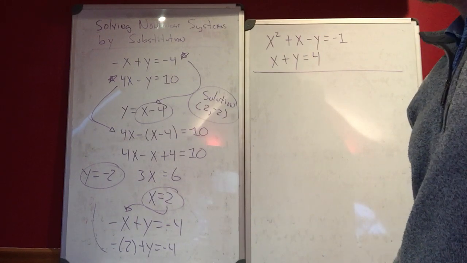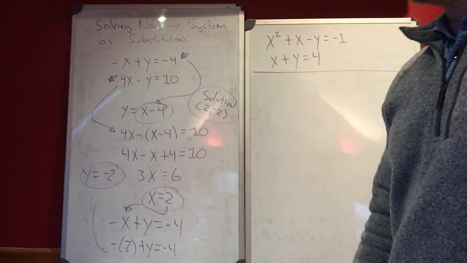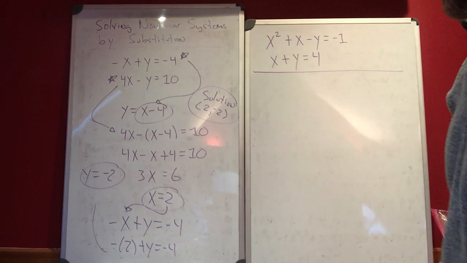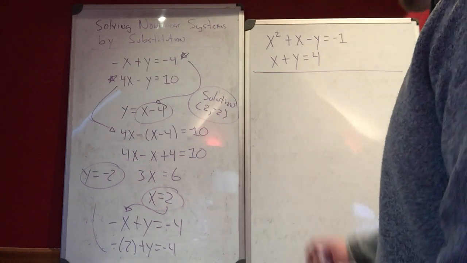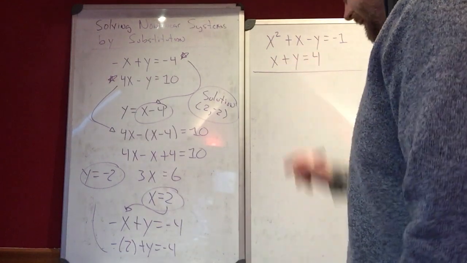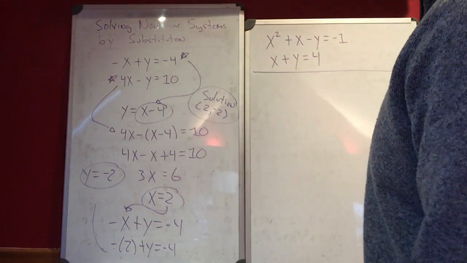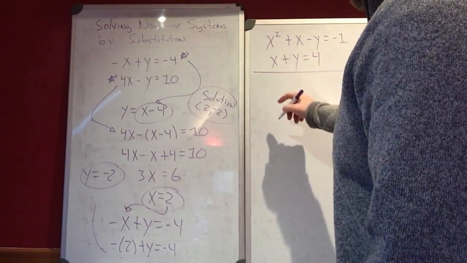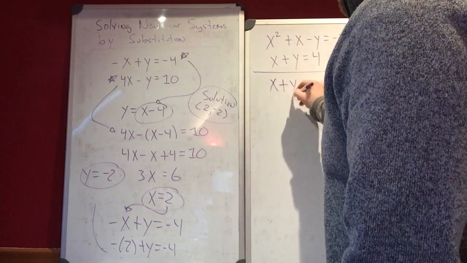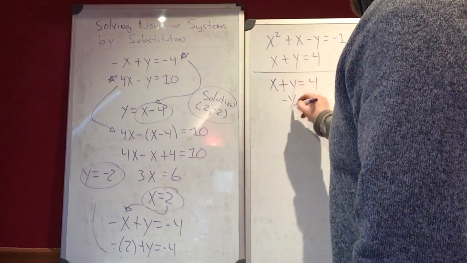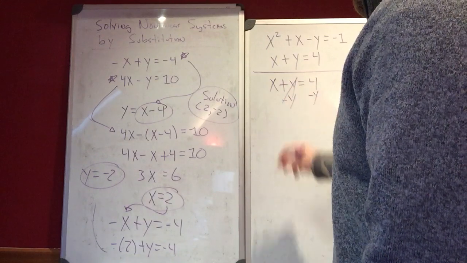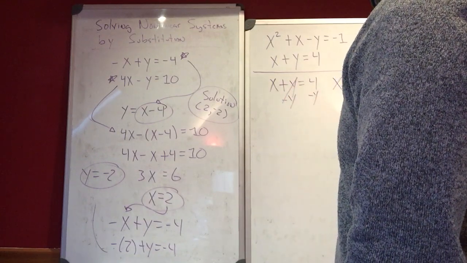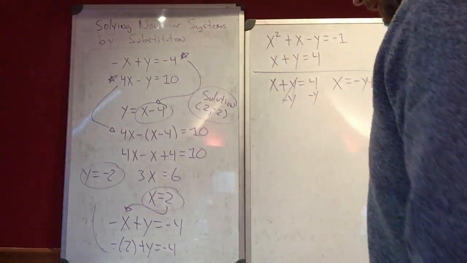We said that nonlinear systems don't have to be both nonlinear. One of them could be nonlinear, and one of them could be linear. That makes it nonlinear overall. So the first thing we're going to do is solve the second one, the easy, linear one. Let's solve it for y. So in order to solve this for y, we're going to subtract x from both sides. So x plus y equals 4. That goes away. This is going to turn into y equals negative x plus 4.